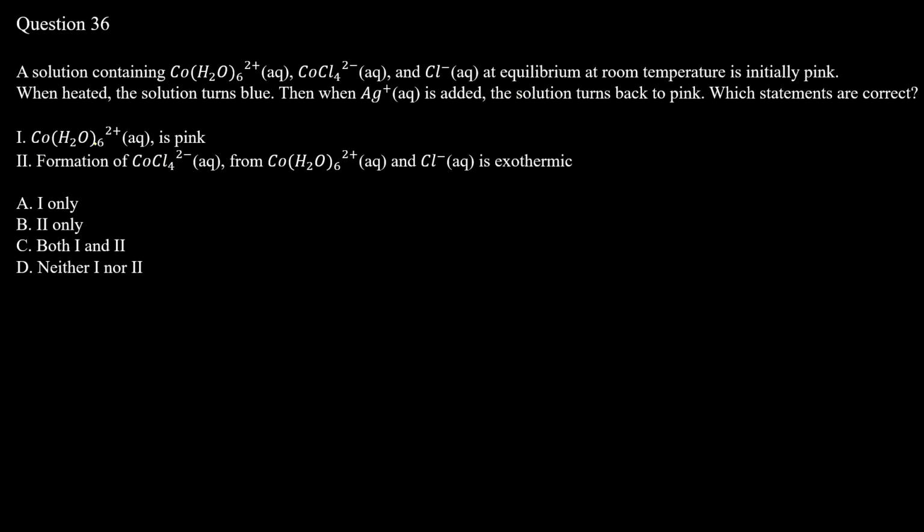1, your cobalt water complex is pink. So Co(H2O)6 2+. What is the charge of the cobalt in this? Well, the water is uncharged, so the entire 2+ charge must be coming from the cobalt. So the cobalt is cobalt 2+. And from your transition metal colors, you should know that cobalt 2+ is actually colored pink. So this does make sense.